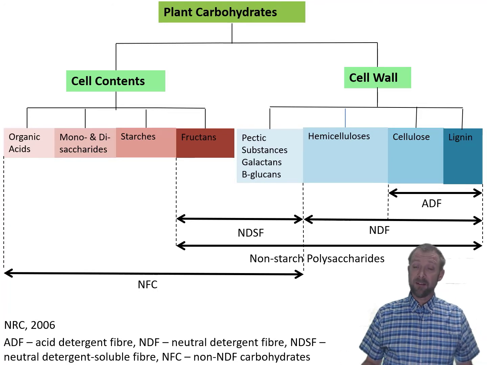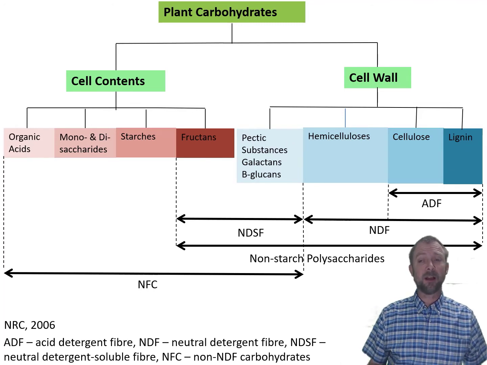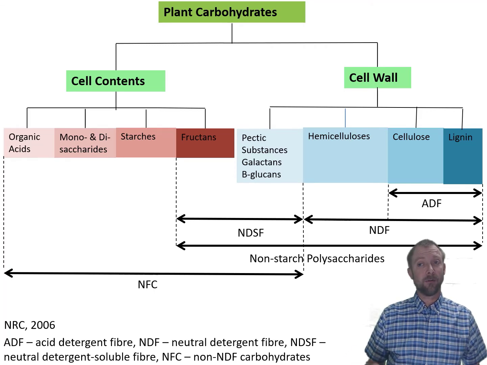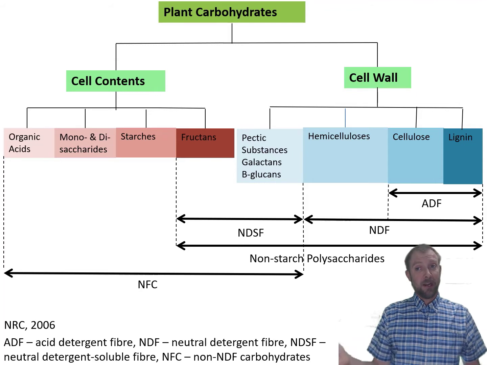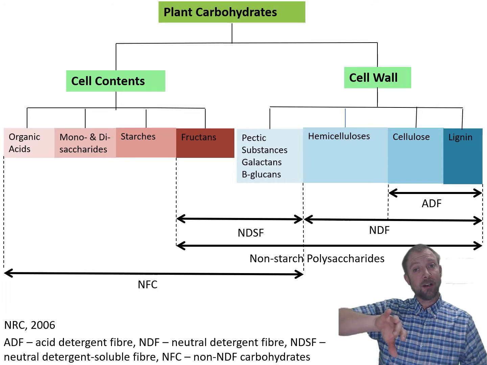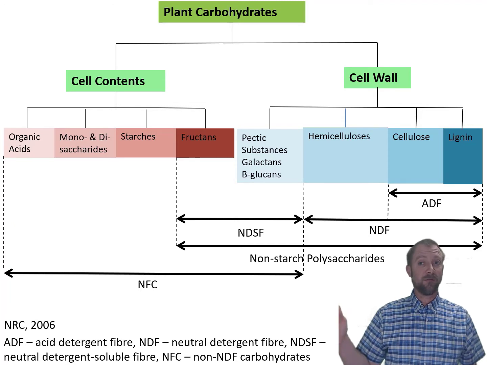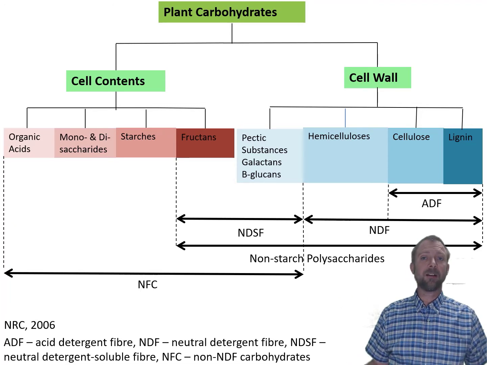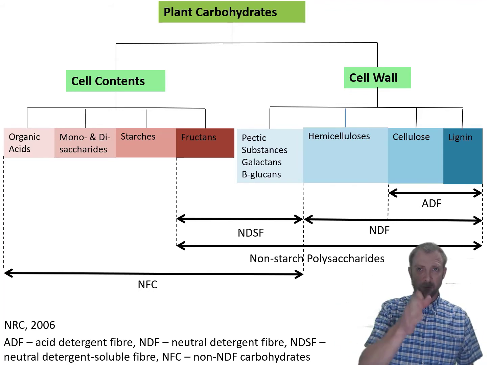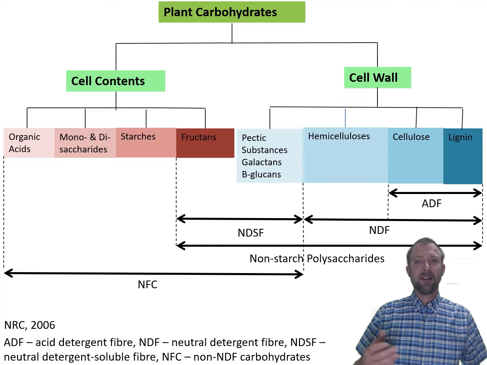So when we analyze these, if we send these feeds off to get analyzed, if you ever hear the word ADF, that's acid detergent fiber, and we'll talk about that in a few minutes, it's referring to just that cellulose and that lignin on the far right-hand side of that diagram. NDF would be your ADF plus your hemicelluloses. Then you have neutral detergent soluble fiber. The neutral detergent insoluble fiber is NDF, and the soluble fiber would be the stuff on the left. Fructans all the way to lignin would be considered fiber, or non-starch polysaccharides. And if we want to include the total starches, we would include also the total polysaccharides would include starches as well. And you can see the NFC there, that's your non-NDF carbohydrates that again are part of that plant.